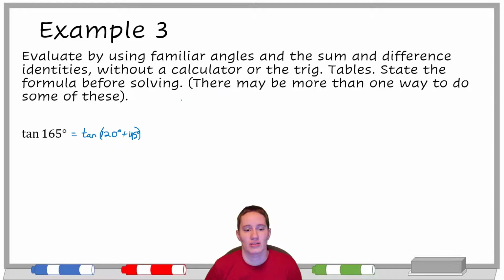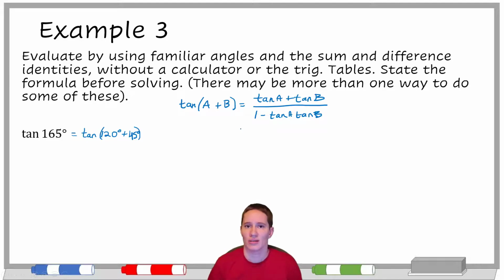So we've got plus, so we're going to use the tangent of a plus b formula. On top, we add them, tan a plus tan b, and on bottom we do 1 minus the two of them multiplied together, like this. At no point along the way here should we be grabbing our calculator to try to do this, because the calculator is going to give us a decimal, and that's not what we want.